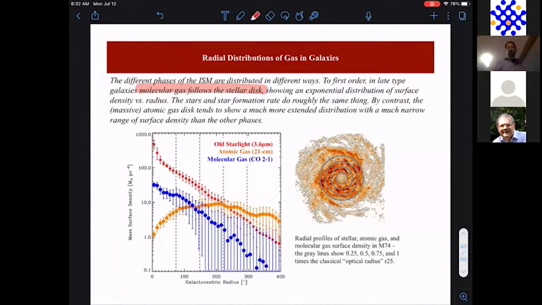If you had put a plot of the distribution of star formation activity, it would also look quite similar. There are important second order details, but to first order, in a very late type pure disk galaxy you just see exponential decay in the molecular gas, stellar disk, and star formation activity. By contrast, the atomic gas disk shows a much more extended distribution with a much narrower range of surface densities than the other phases, right?